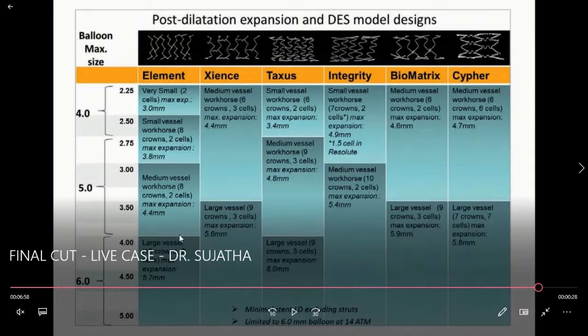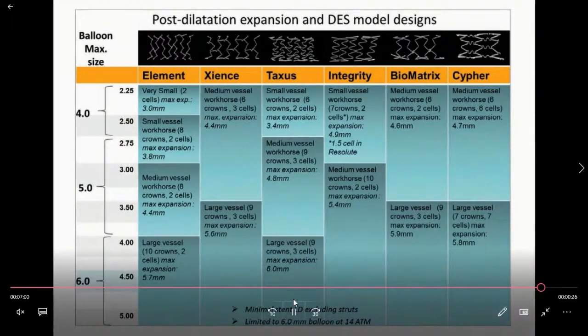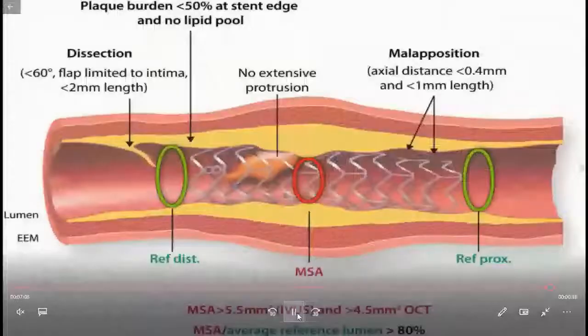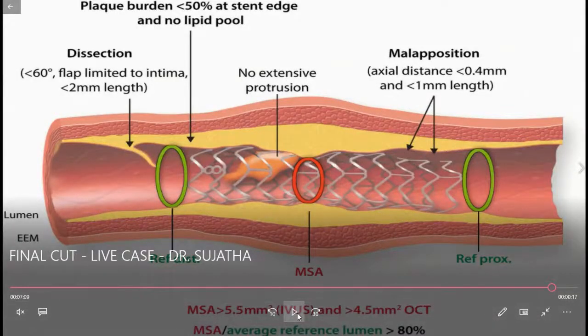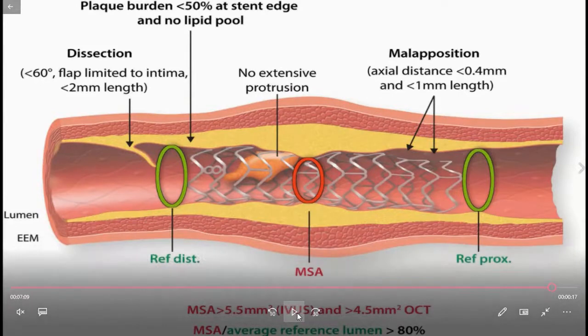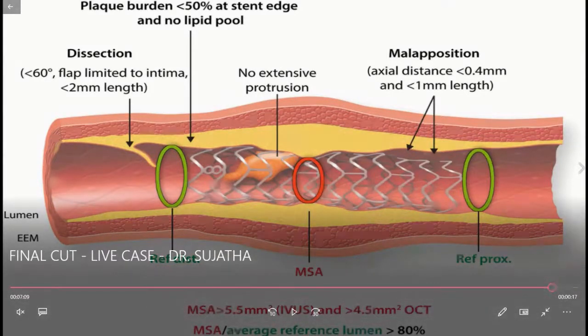Since it was a 3 stent, I chose a 4.5 balloon, because the maximum expansion limit is 4.5. If it is a 3.5 stent, we can go up to 5.6 millimeters. So this is how we optimized the PCI in this patient using a 3 stent and correcting the malapposition with different balloons. I think this is a checklist which we should all have in our cath lab so that we achieve an MSA more than 4.5 and more than 80% if we are checking with the average reference.